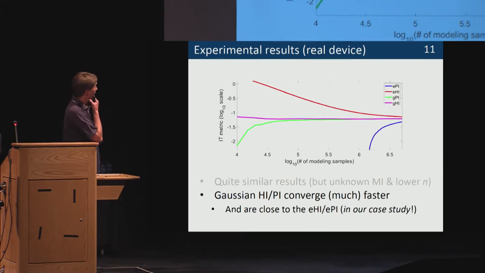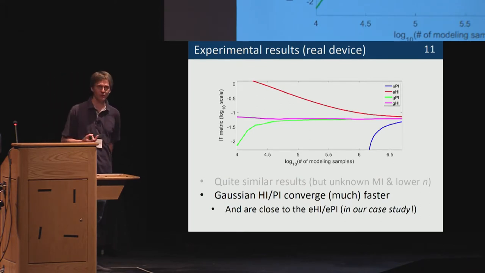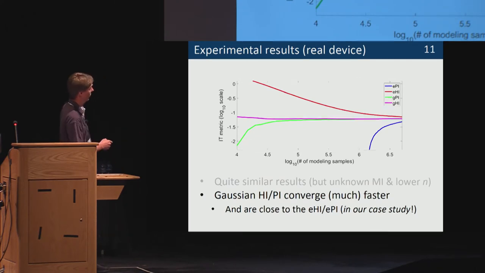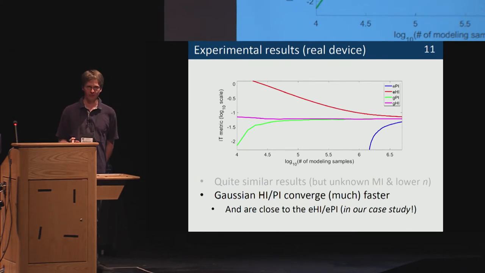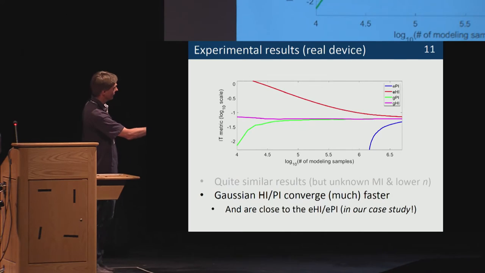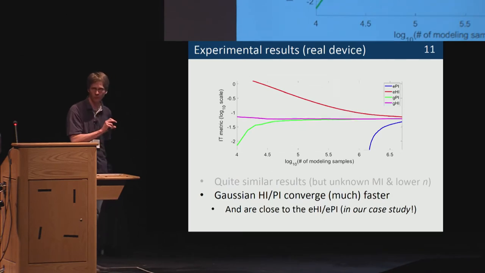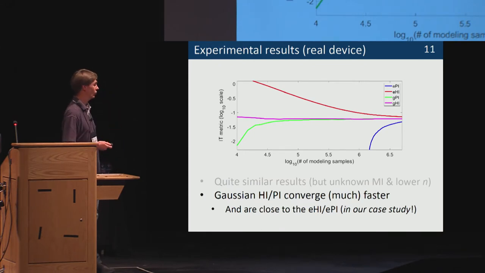What we did in addition is to look at other statistical models, in particular the Gaussian leakage model, because it's always convenient. This is what we have here. We have the Gaussian perceived information and the Gaussian hypothetical information. We see that they converge much, much faster because the models are also much simpler. What's nice is that despite the model being simpler, they still fall within the bound. That typically means, for this particular device, which is not a general conclusion, that the Gaussian leakage model is actually good enough.